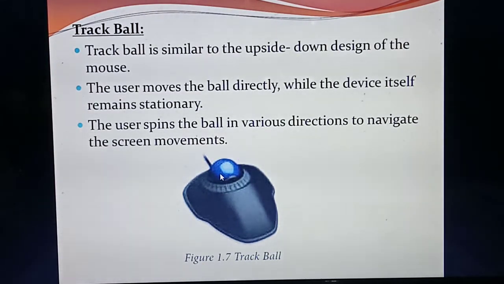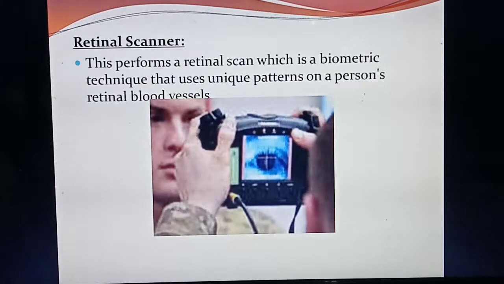Okay, what's the use of a trackball? Trackball is mainly used to navigate the screen movements. You can adjust the screen movement. So this device looks like which one? It looks like a mouse, but the trackball has a ball-like structure at the center portion. If you spin the ball, the screen will adjust based on that. Understood? So next input device is the retinal scanner.